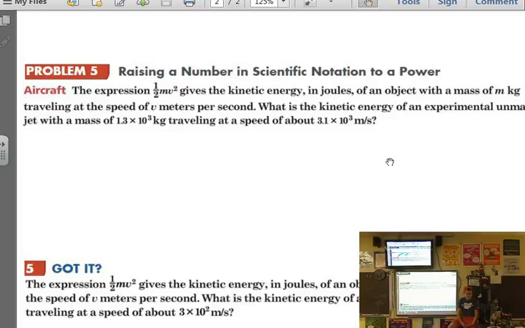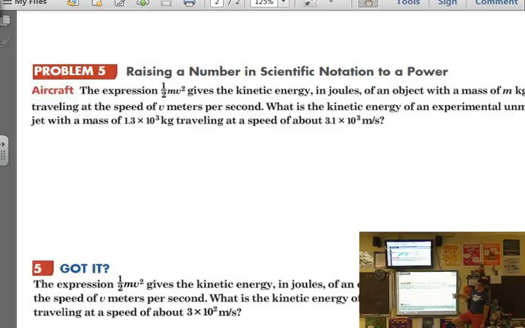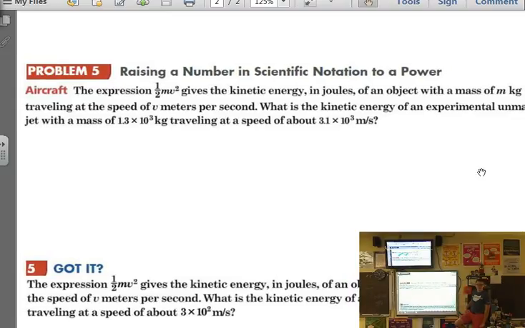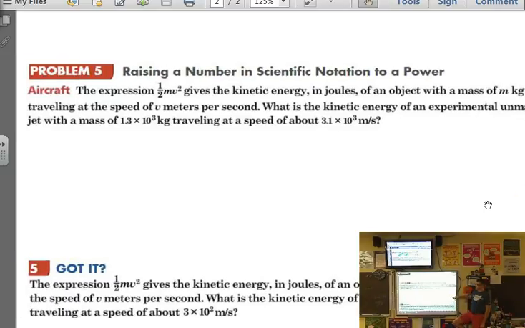Real problems. Aircrafts. The expression 1/2 mv squared gives the kinetic energy in joules, that's how energy is measured, of an object weighing m kilograms traveling at a speed of v. Why do we use v for speed? Velocity. What is the kinetic energy of an experimental unmanned jet with a mass of 1.3 times 10 to the third traveling at a speed of 3.1 times 10 to the third? So, set this up, plug in your values.